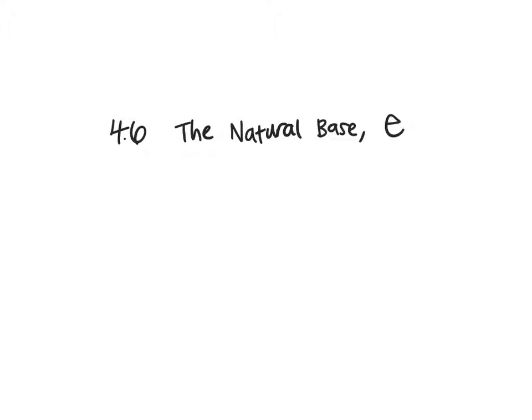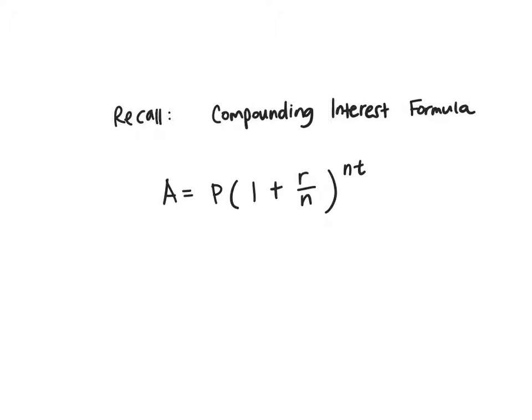In this section, we're learning a little more about the natural base e. Recall the compounding interest formula. When you have an amount that you start with, the principal, you can figure out how much you're going to have at the end of t years, given an annual interest rate. Remember, this is in decimals, for n number of compoundings per year.